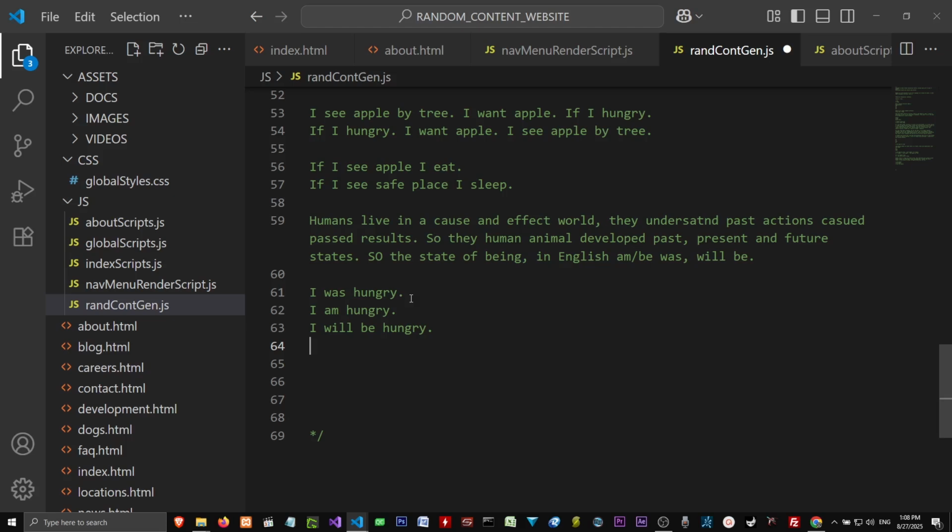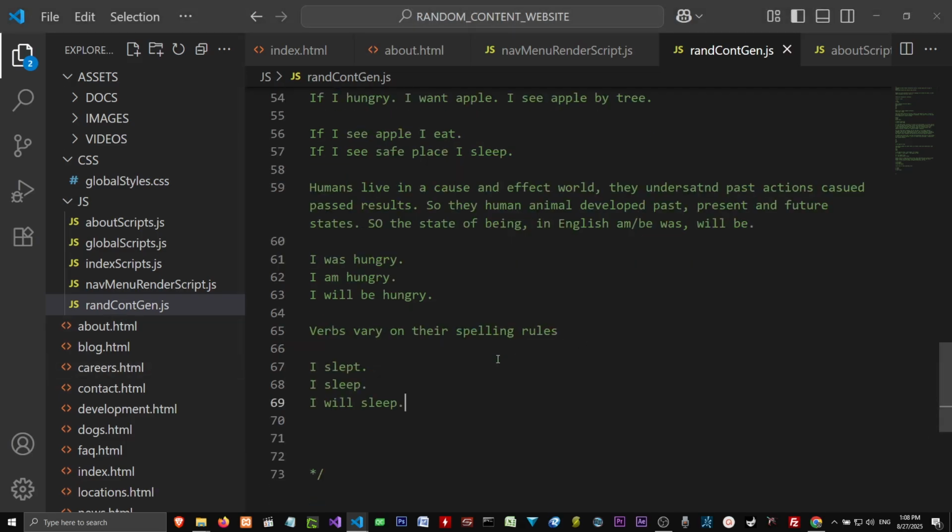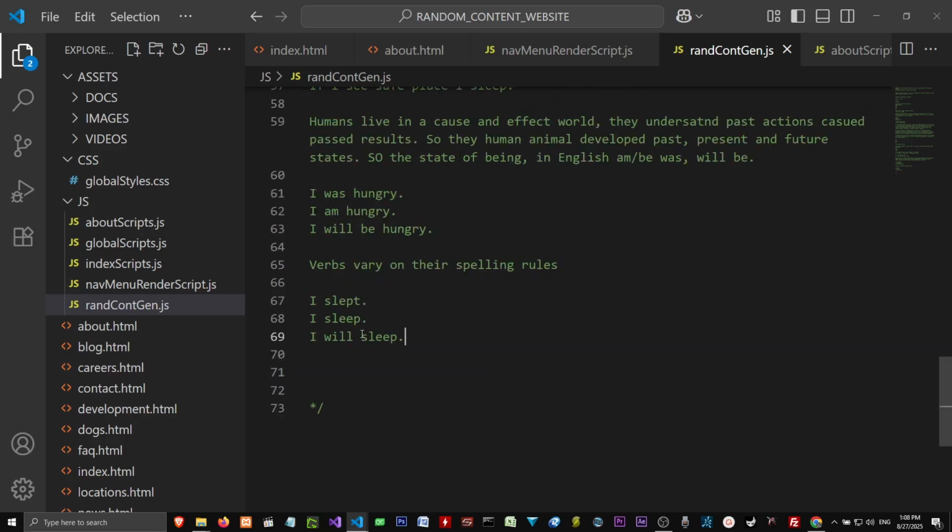And that's why we plan. That's why we have languages. That's why we have words and sounds to represent these. And of course, because English is weird, verbs vary on their spelling rules, right? I slept, I sleep, I will sleep.